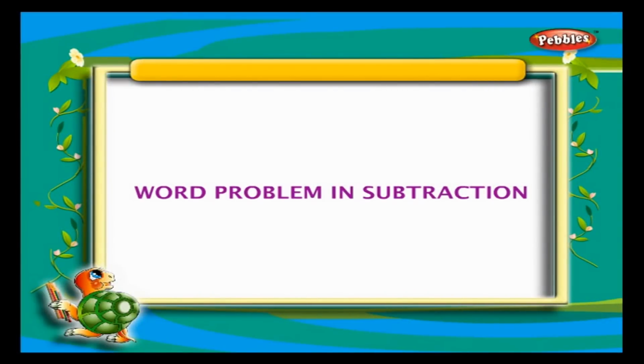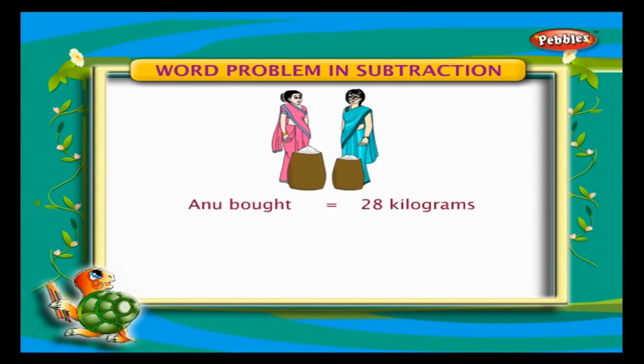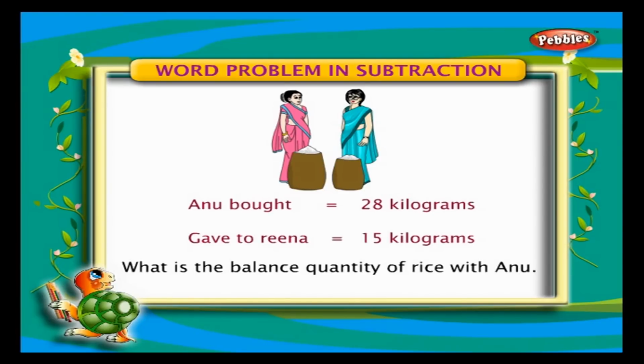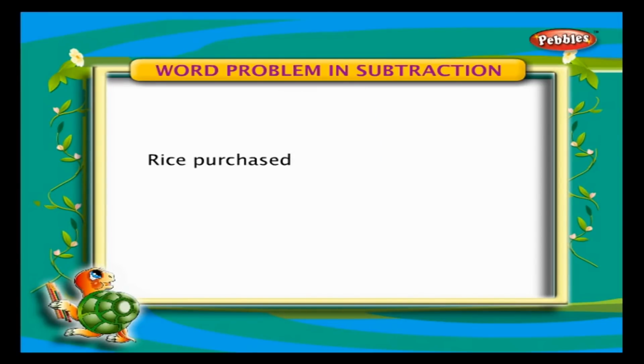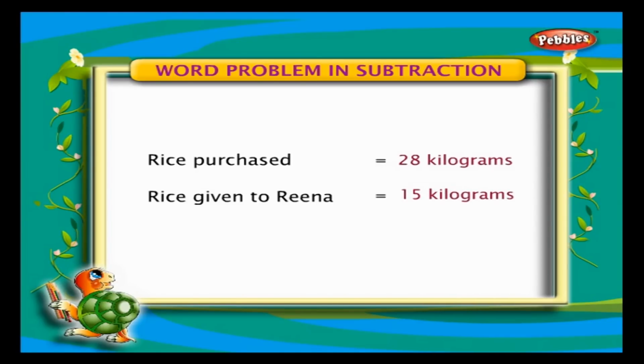Word problem in subtraction. Anu bought 28 kilograms of rice. She gave Reena 15 kilograms of rice. What is the balance quantity of rice with Anu? Solution. Rice purchased is equal to 28 kilograms. Rice given to Reena is equal to 15 kilograms.